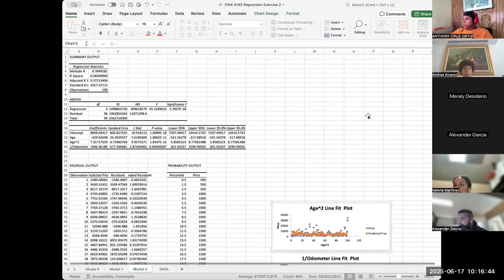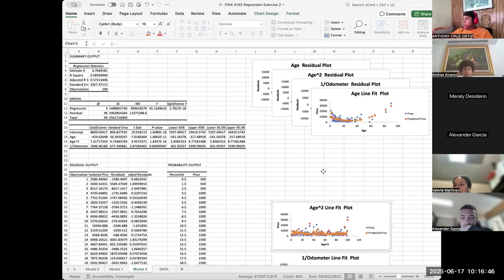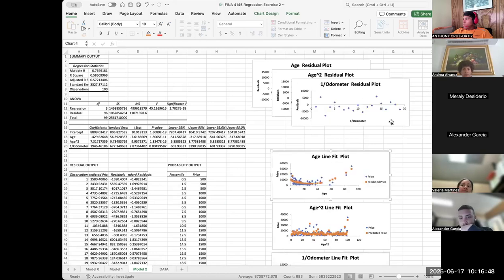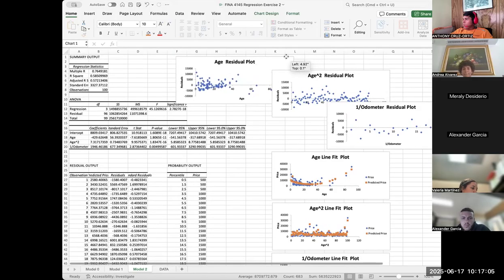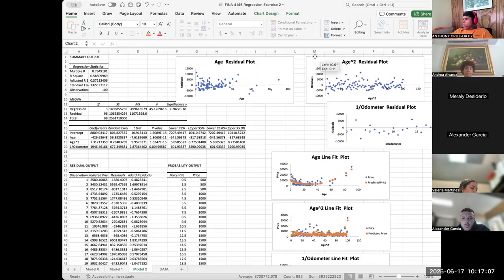So I always teach that you have to make graphs first. That's why I'm pulling all the graphs. Aha, this is interesting. Look at odometer. So now we have, it's not exactly random because there's a pattern here between the residuals and odometer. So there's some variable missing that explains that pattern. What about age? Okay, so age and residuals looks interesting. Not exactly random, but it's better, I guess.